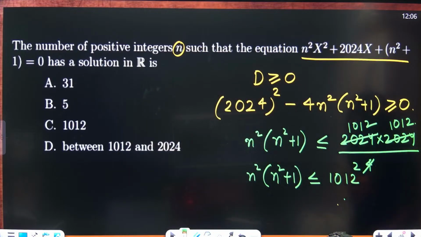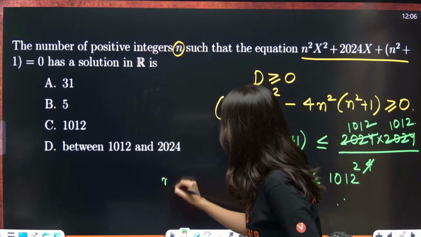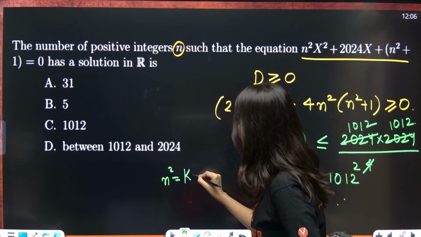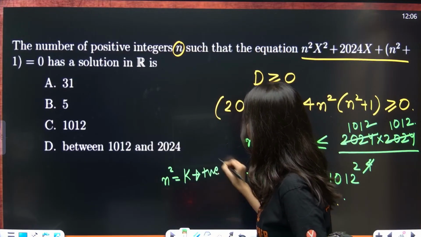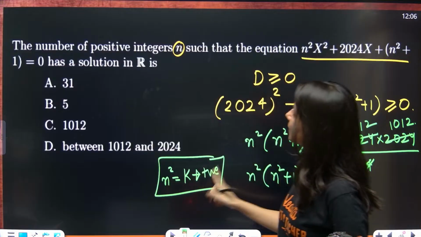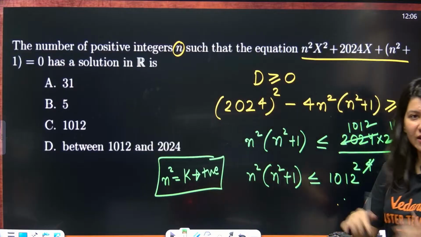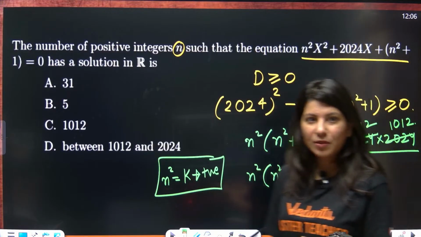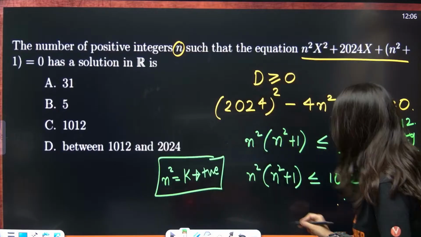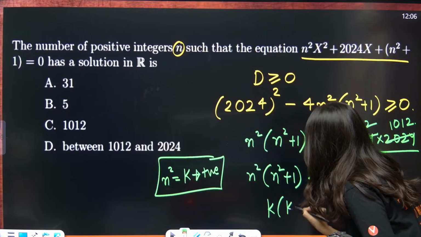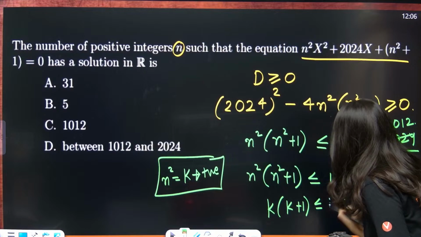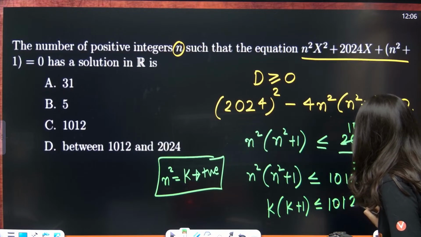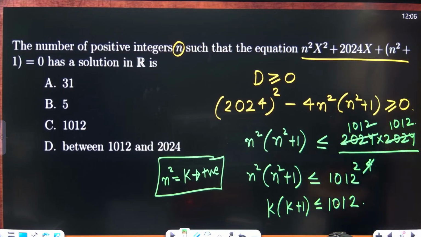Getting it? Okay. Now what to do? Now I am putting n square equal to k, which is a positive number, as per the question. If n is positive, n square will also be positive, and that too an integer. So k into k plus 1 should be less than or equal to 1012. Okay? Alright?